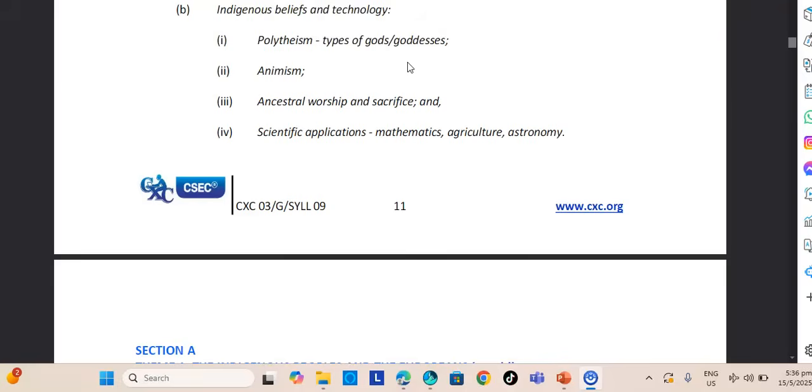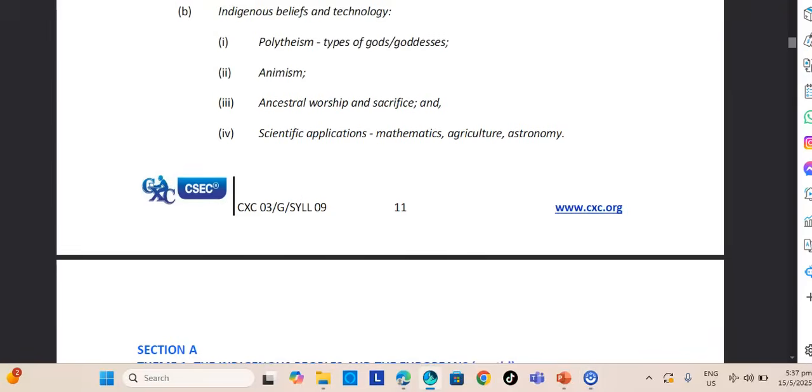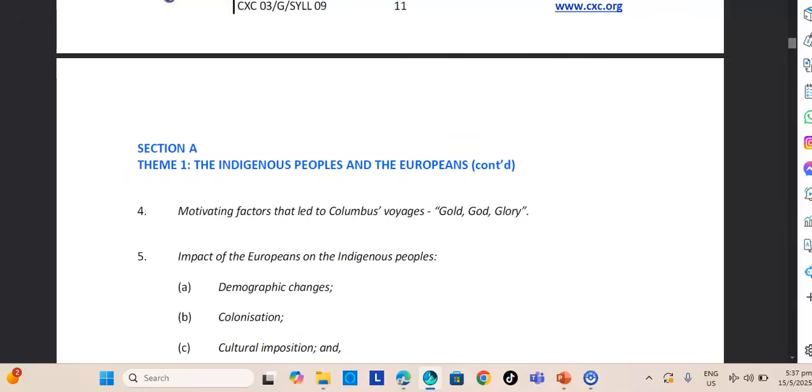So indigenous peoples in the Americas had deep spiritual beliefs that were centered on nature, gods, spirits, and ancestors. Their technology and science in math, agriculture, and astronomy were advanced and often linked to their religious practices. This system helped them organize society, grow food, understand time, and stay connected to the spiritual world. All right, guys, so I hope you are following.